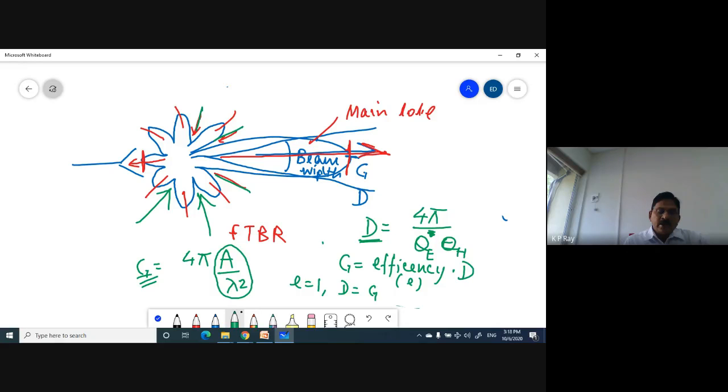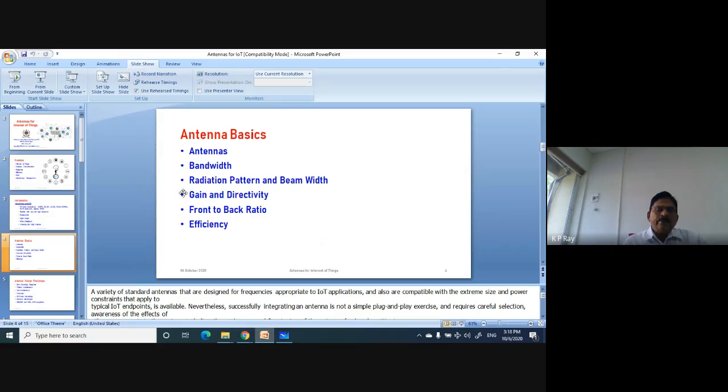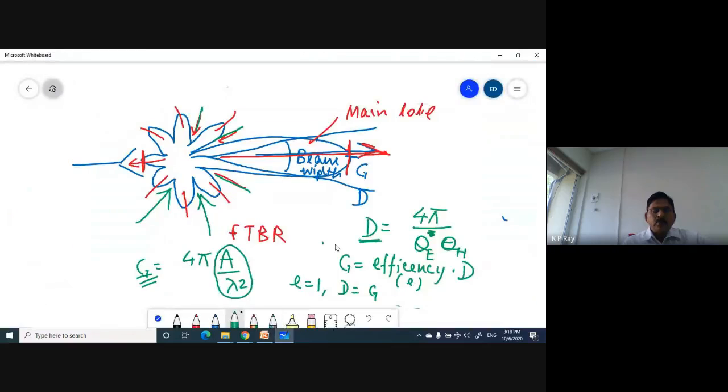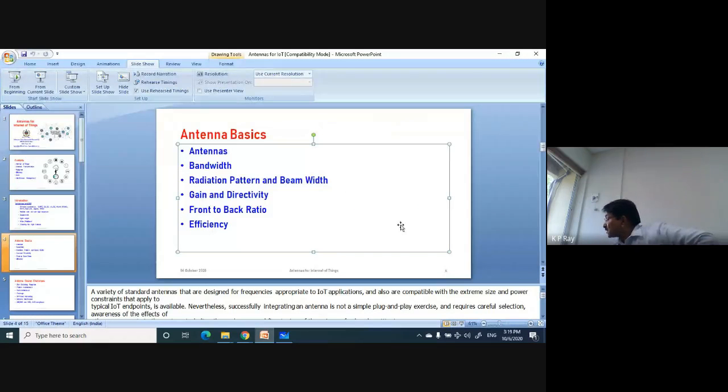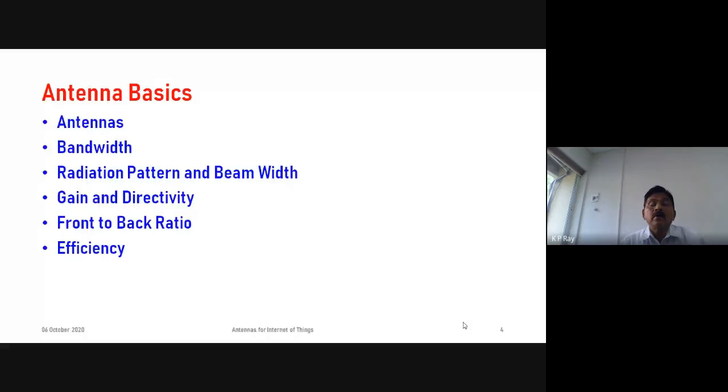Pertaining to any other definitions we have missed: gain and directivity, radiation pattern and beam width, front to back ratio, efficiency, beam width, antennas, all those things we have covered. So these are some of the characteristics of antenna for the application of IoT. So now we will proceed further for today's topic. All these things we have covered.